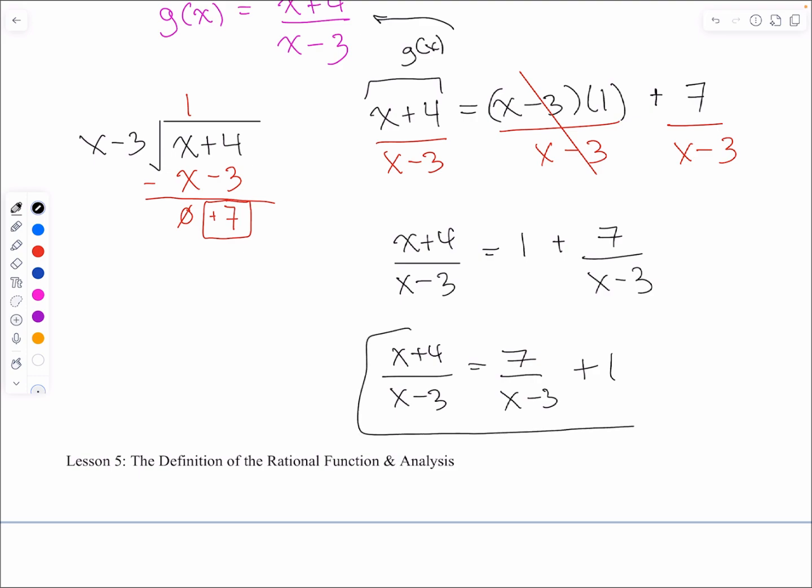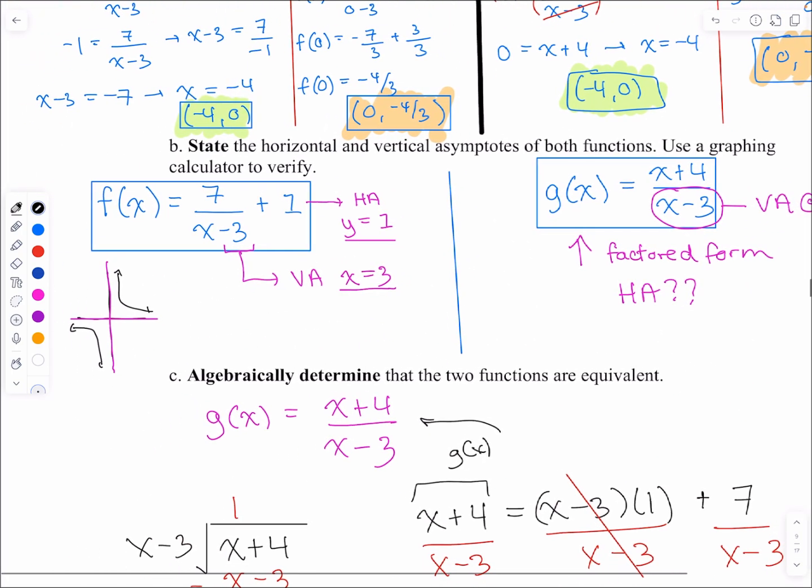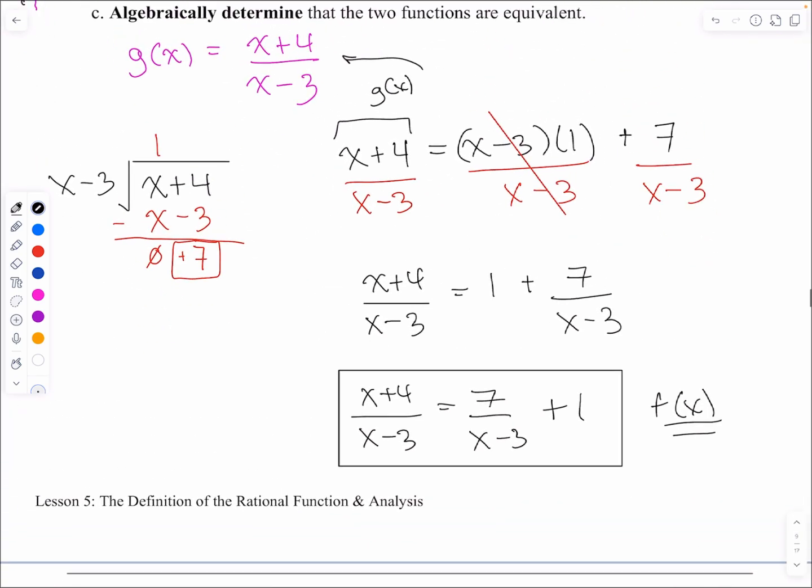Now, is that the same as f of x? Let's take a look. 7 over x minus 3 plus 1. That checks out. So what we did essentially was we took our factored form rational statement and did polynomial long division, and rewrote and manipulated it to look like this. So now we can take a look at this and say, oh yeah, there's a horizontal asymptote at 1 and a vertical asymptote at 3. So I algebraically determined that these two sides are equivalent.